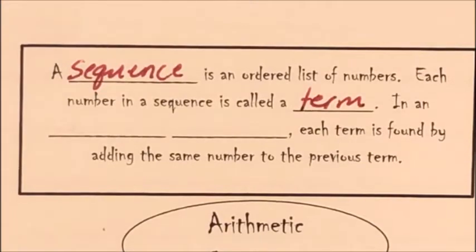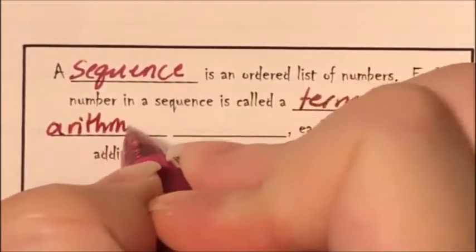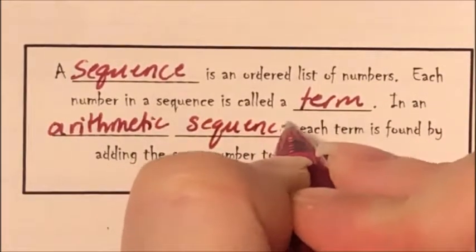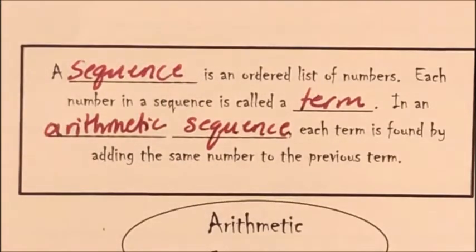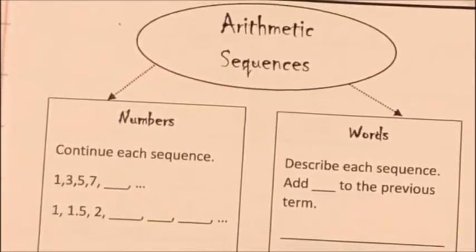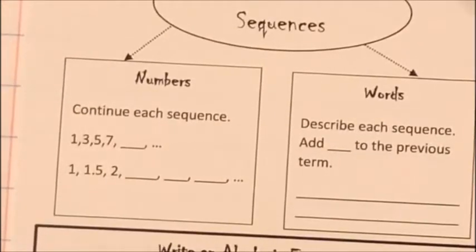In an arithmetic sequence, each term is found by adding the same number to the previous term. Okay? So, if I'm looking at an arithmetic sequence, arithmetic just is arithmetic, so you're just adding things, okay? So numbers, continue each sequence.